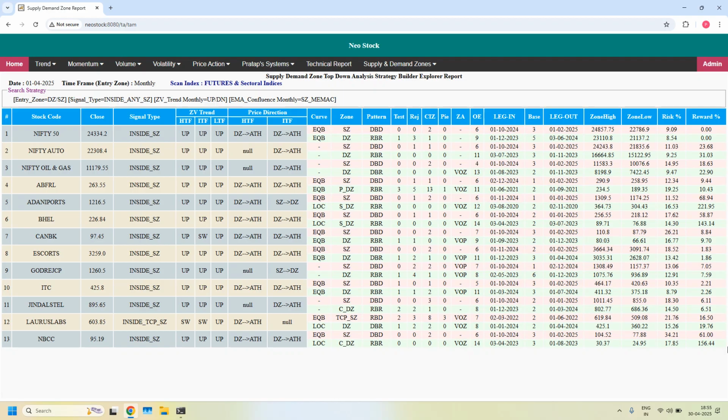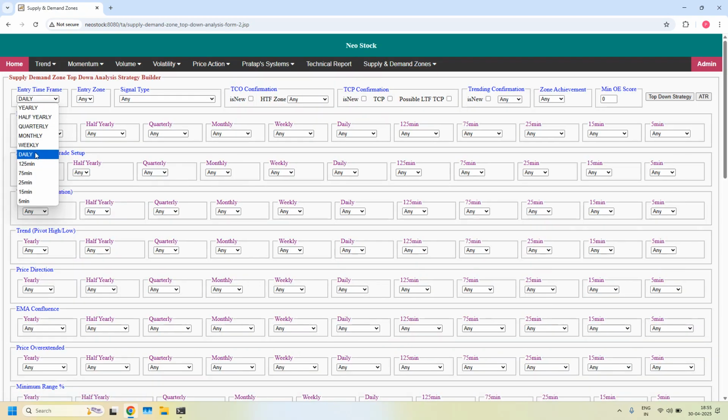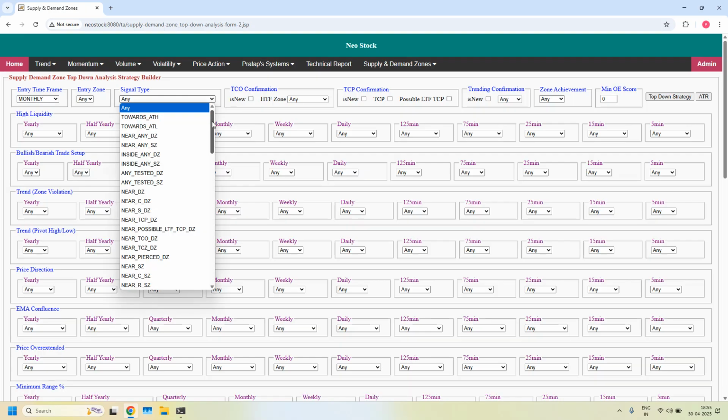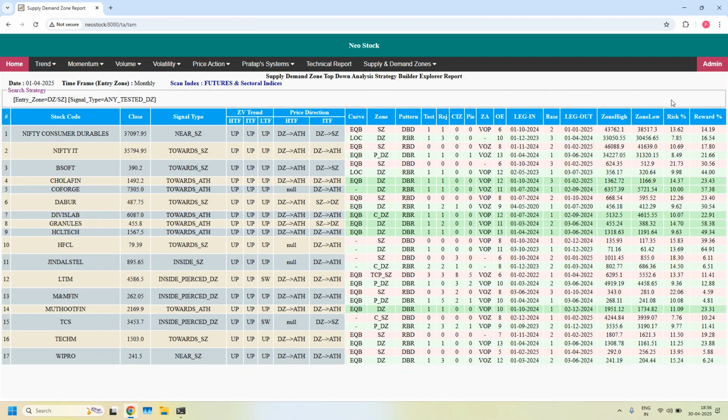Okay, next we will generate a few additional reports because today is the end of the month. So first let us identify the tested monthly demand zones during this week. The stocks having tested monthly demand zones. So these 17 monthly demand zones are tested during this week. Not only are the monthly demand zones tested, after testing, prices moved. See here, Wipro price moved near to the supply zone. It might have given you good profit.